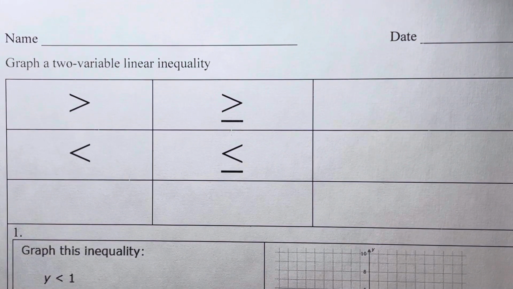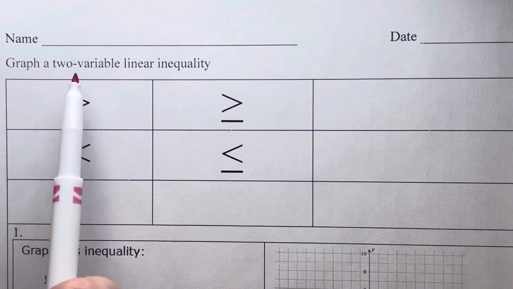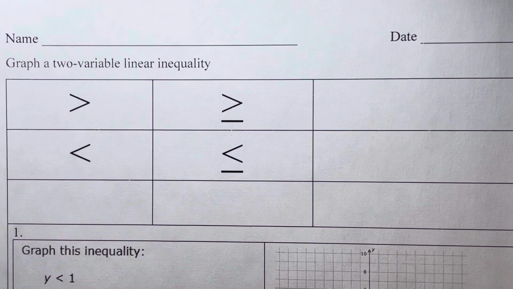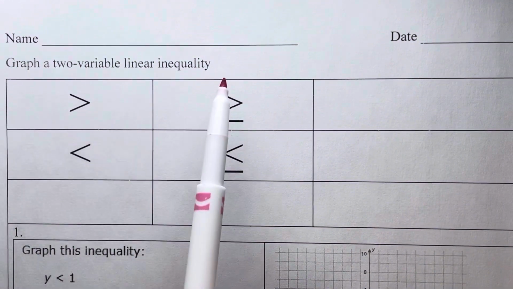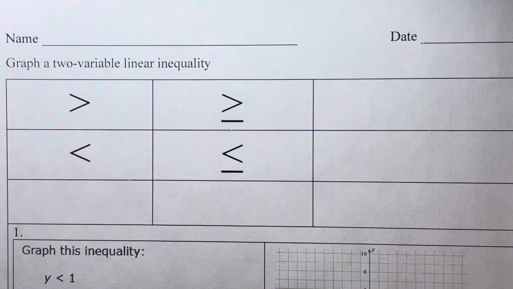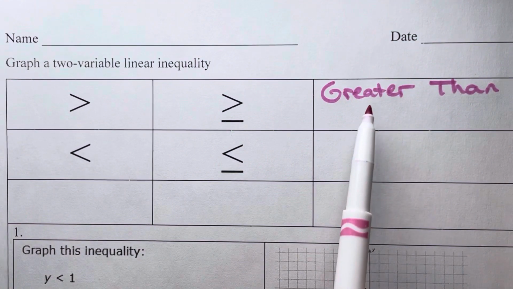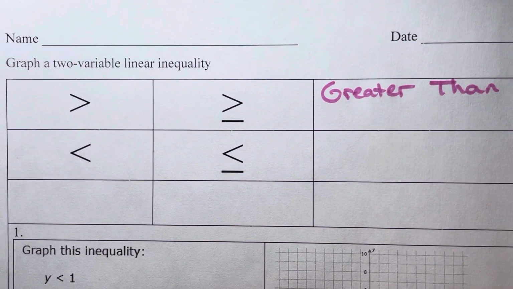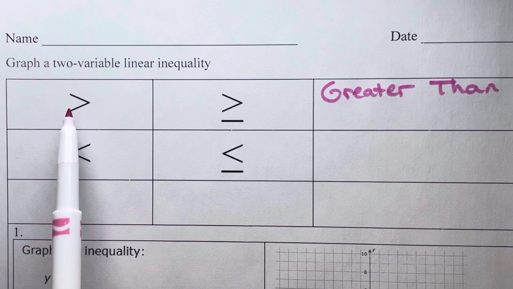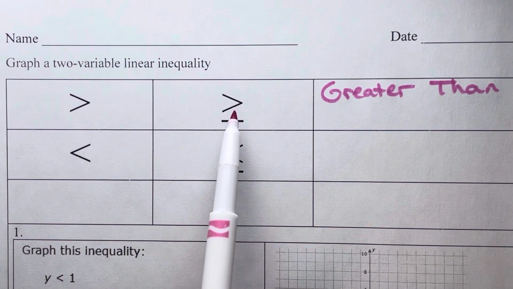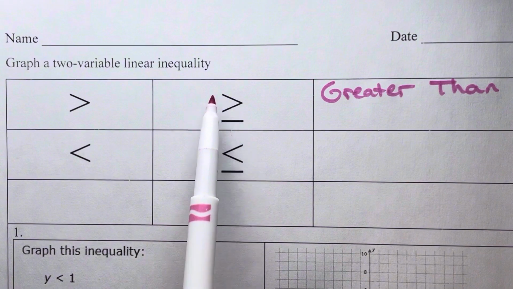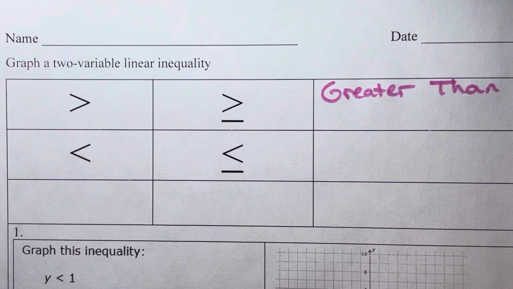In today's math lesson, we're going to graph a two-variable linear inequality. In this particular chart, we see the four inequality symbols. The two symbols here on the top both represent the greater than relationships, where the first one here on the left is strictly greater than, and the second one here on the right is greater than or equal to.